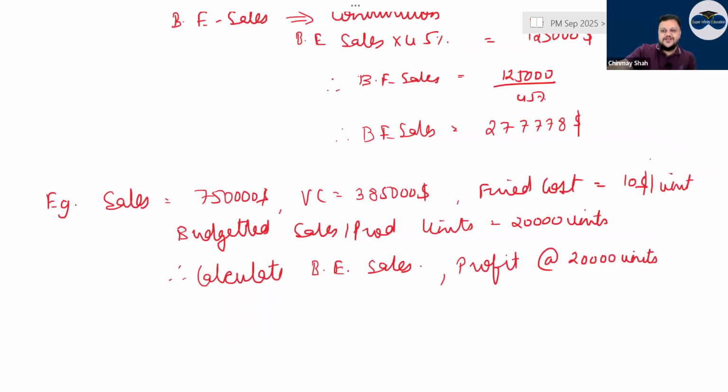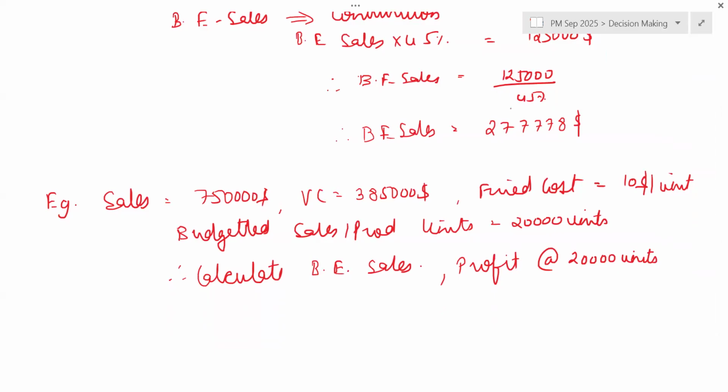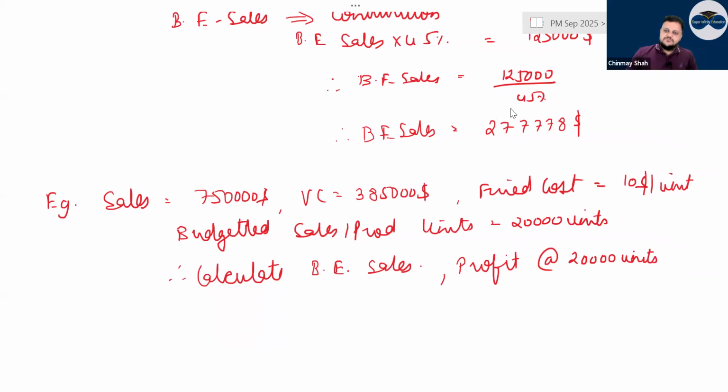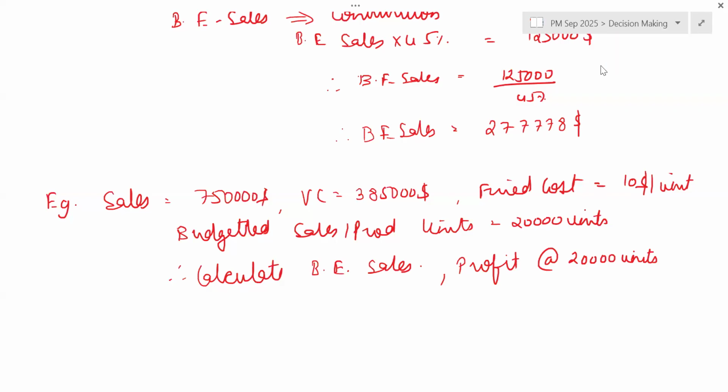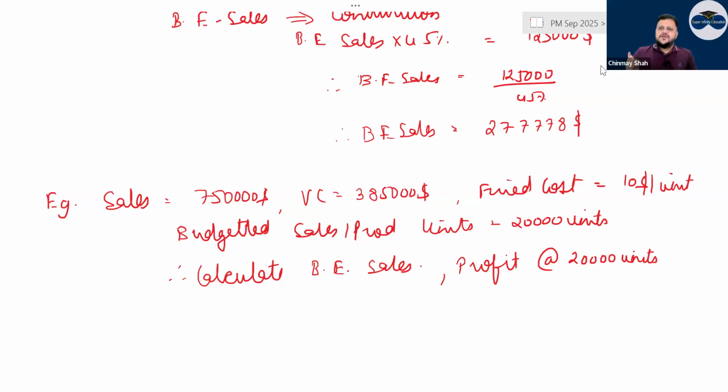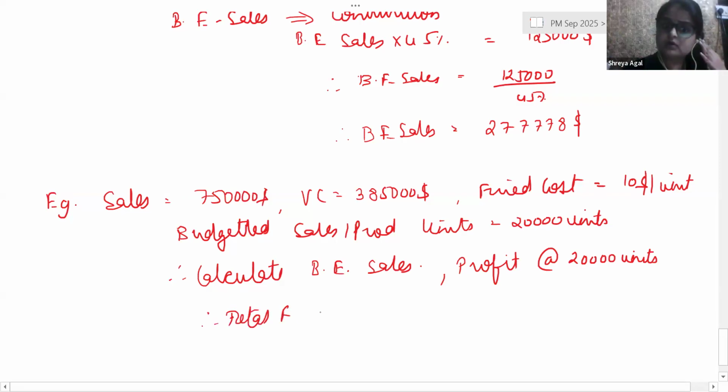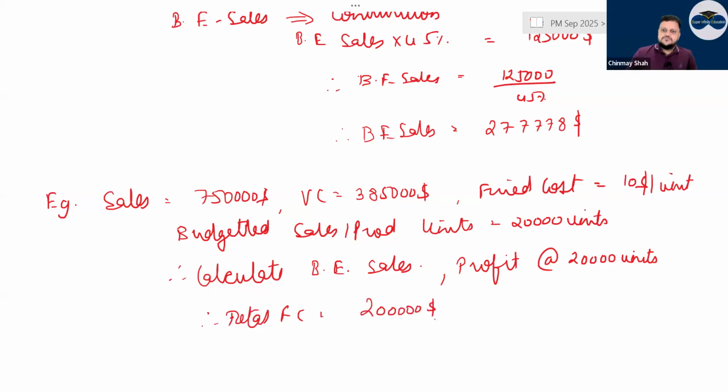Is the fixed cost in totality given to you? Tell me. Can you find it? But tell me, how will you find it? How much is the total sale capacity or budgeted sale or production? Tell me. 20,000 units. This into how much will give you total fixed cost? Fixed cost per unit is given. Therefore, total fixed cost कितना है? $200,000. Correct or not? Right.